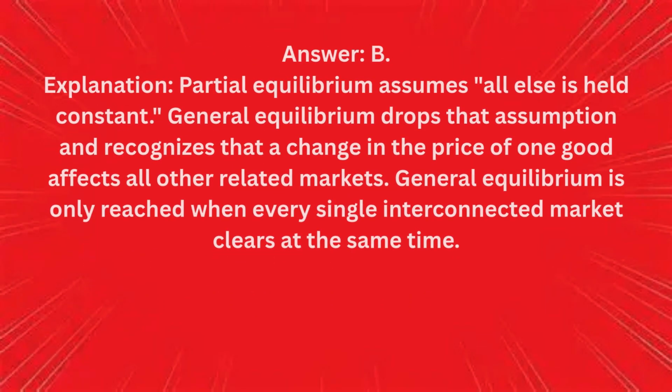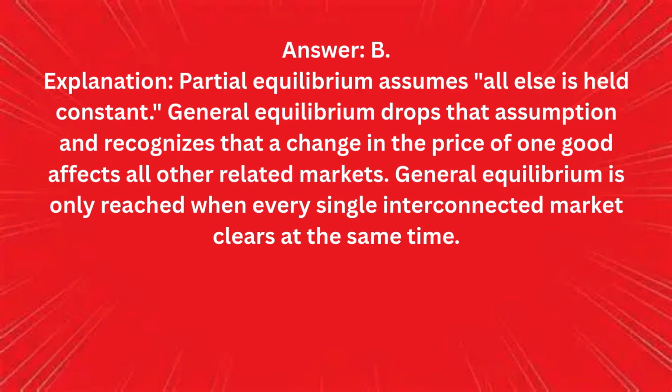Answer, B. Partial equilibrium assumes all else is held constant. General equilibrium drops that assumption and recognizes that a change in the price of one good affects all other related markets. General equilibrium is only reached when every single interconnected market clears at the same time.